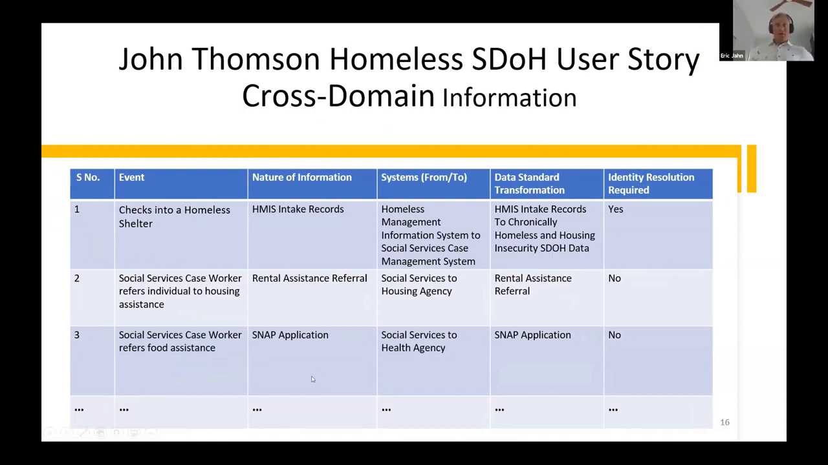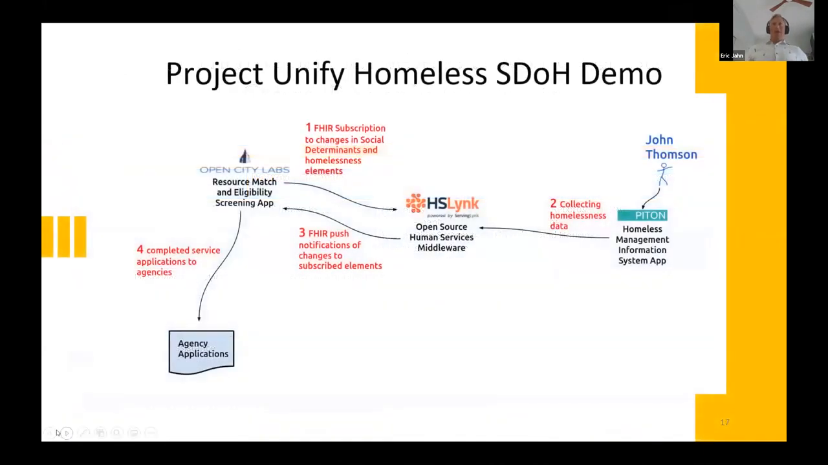I'm Eric Yan with HS Link. And if you could advance one more slide, please, everyone. Thank you. I'm going to show you the schematic of what this demonstration involves so you can understand what's going on before we show it to you.